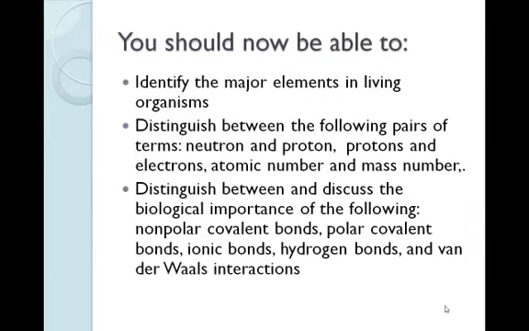We've covered a lot of ground in this episode. At this point, you should be able to identify the major elements found in living systems. You should be able to distinguish between the terms neutron and proton, protons and electrons, atomic number and mass number. You should be able to distinguish and discuss the importance of the following terms: nonpolar covalent bonds, polar covalent bonds, ionic bonds, hydrogen bonds, and van der Waals interactions.